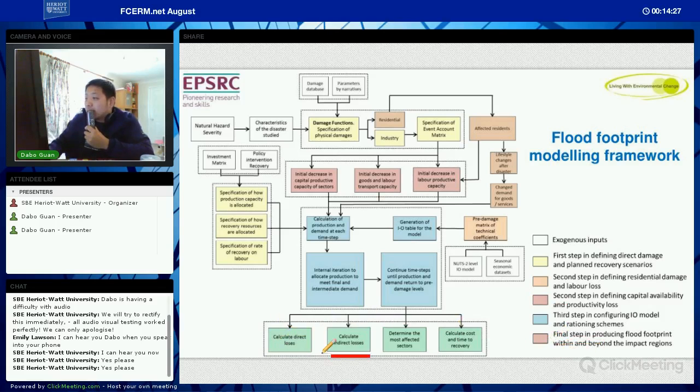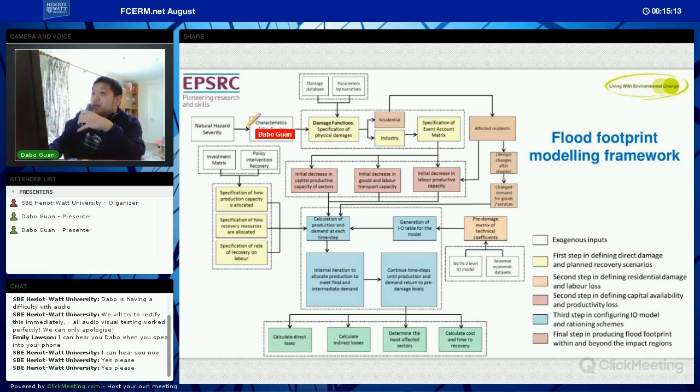The final one is the green box, right? I forgot to change the color. So the final one, the green one, is what we calculate for the flood footprint. They calculate the direct loss and the indirect loss. These two together make the flood footprint. Then we can distinguish the flood footprint by production sectors and by regions. And we can calculate the costs and the time for recovery after flooding. So we can give sector levels, spatial levels, and also time steps for each of that.